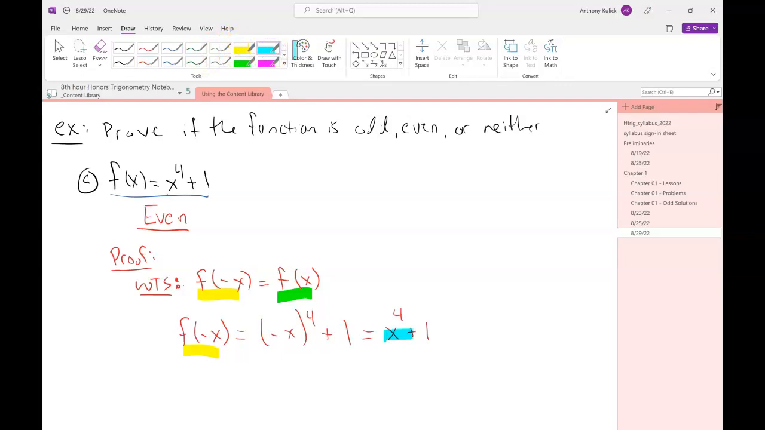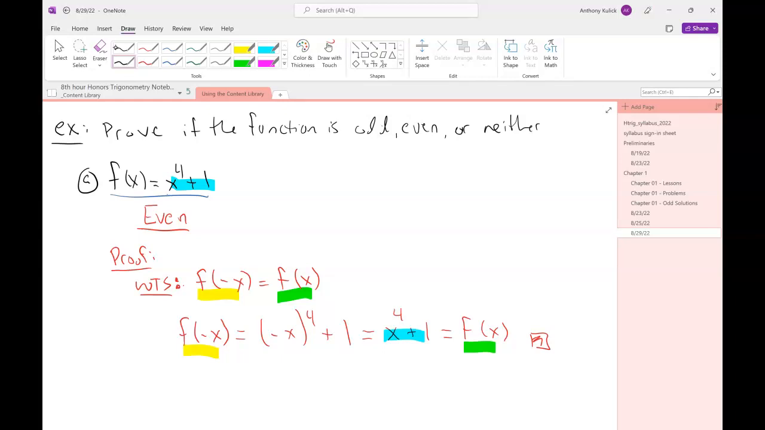What do I notice here? That is f of x. So I am done. Right? I've just shown that f of negative x is equal to f of x. Booyah!